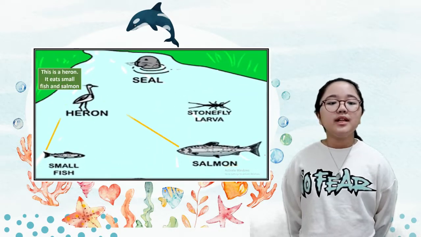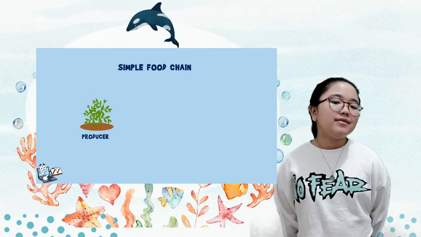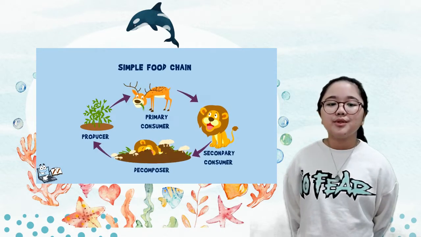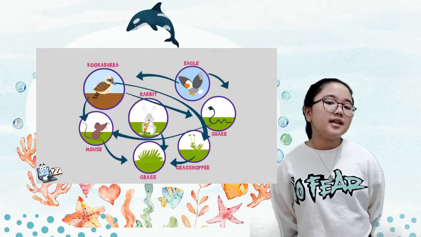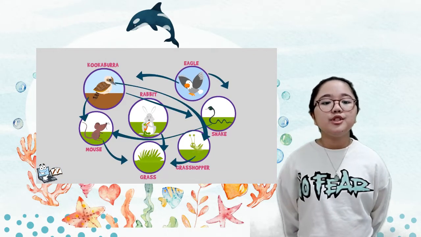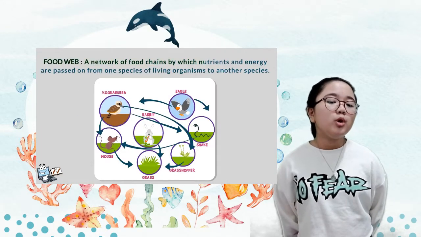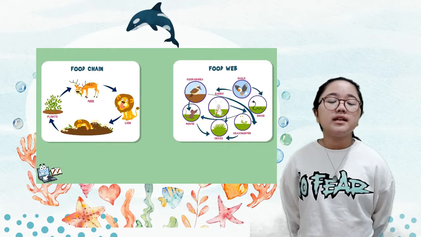How about the feeding relationships found in an intertidal zone and estuary? First, we have the food chain. It starts with the producer. Then several organisms feed on another organism, and so on. Then the food web. It is an interlinked food chain. It consists of two or more food chains, and it contains more organisms compared to a single food chain.